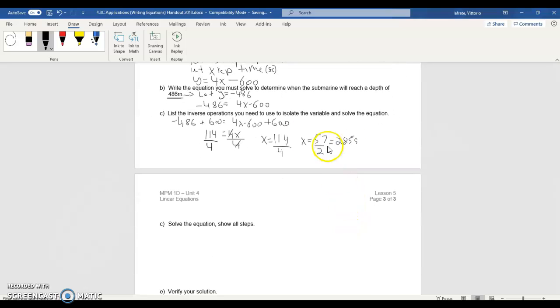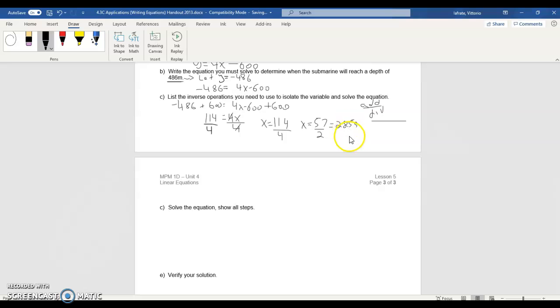So we've solved the equation. I really just did part C all in one here. Part C was really to list the inverse operations that we're going to be using. So we had done an addition and a division. And then over here is where I would have done the solving, which I did up here.